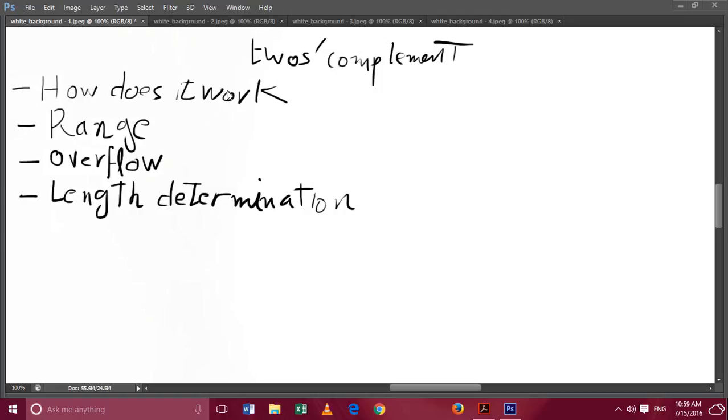In this tutorial, we are going to cover four elements, and it will be a two-part tutorial. So in the first part, I'm going to cover the first two elements, how does it work, and range. And in the second part of this tutorial, I am going to talk about overflow and something that I called length of determination. So let's start.